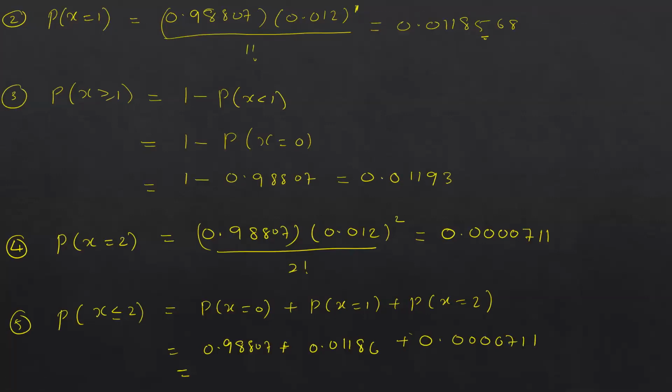So I will just quickly calculate this. Plus 0.01186 plus 0.98807. Approximately I'm getting 1. Very close. Approximately I'm getting 1, because I've rounded off this digit. If you don't round this digit, then you might get 0.9999 maybe. But exactly this is approximately equal to 1.